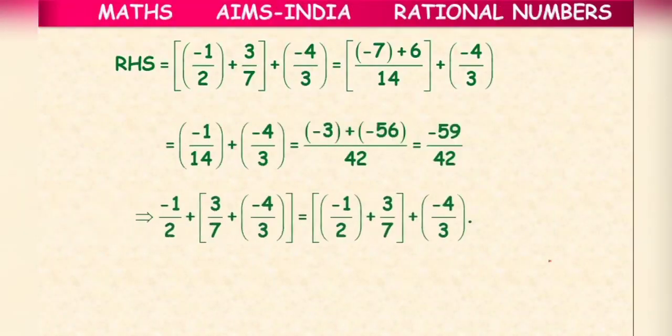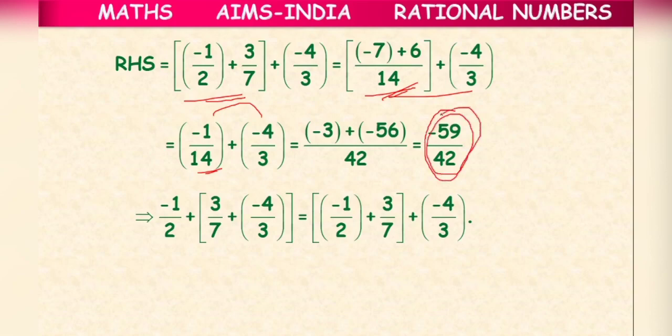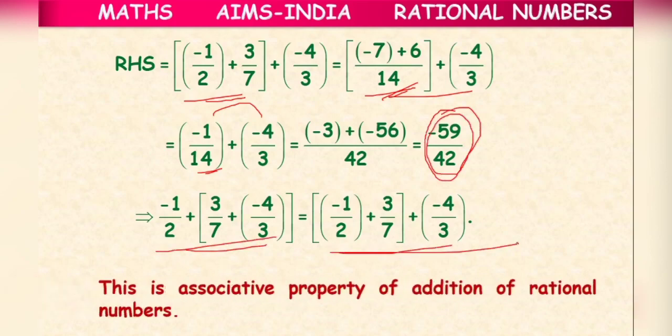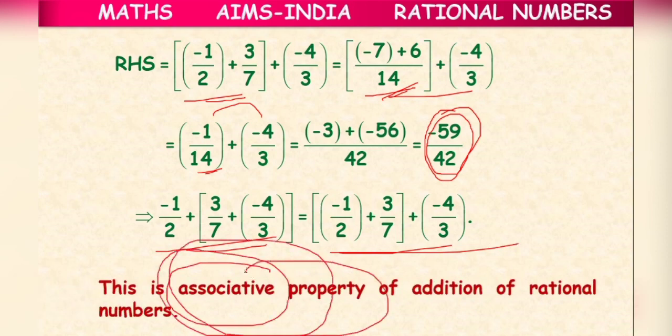In the same way, for the RHS also, 1 and 2 we can group together. We can simplify. LCM is 14. That one we can combine with the third one. Now we got minus 59 by 42. So LHS equal to RHS. Both are equal. So this will happen only in the associative property. So the property name is associative property. Okay, children.